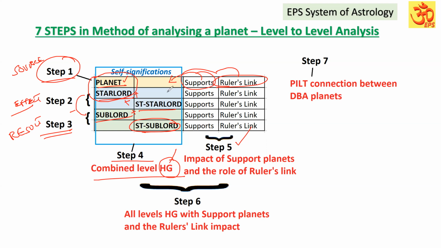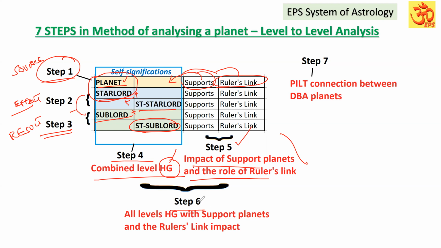If your support planet is also ruling the other level, its impact is going to be increased because it is also a ruler. That is called a ruler's link. So the impact of the support planets and also the role of the ruler's link are all coming under step number 5. Step number 4 is up to the signification of the planet rulers only. Step number 5 is connecting to the supportive planets and their rulers link, and then comes step number 6.